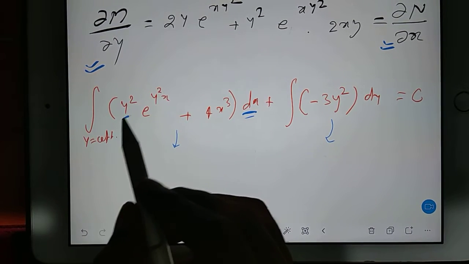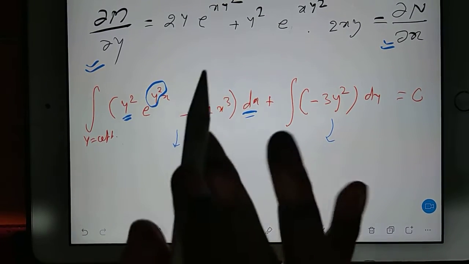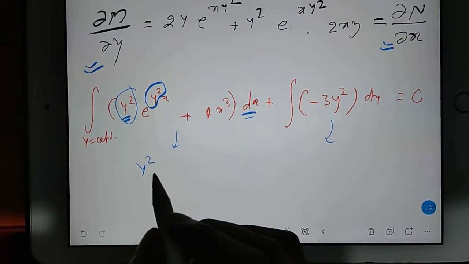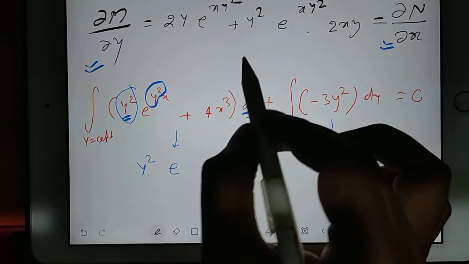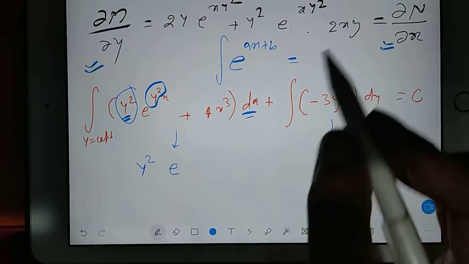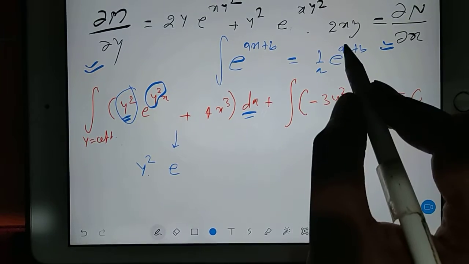So here you have to treat y square as constant. So here also y square will be a constant. So your answer will come as y square, I'm leaving it as it is, into... whenever you differentiate e power ax plus b format, always remember your answer will come e power ax plus b as it is and 1 by a also, the coefficient of a.